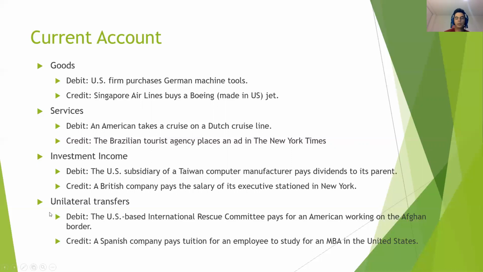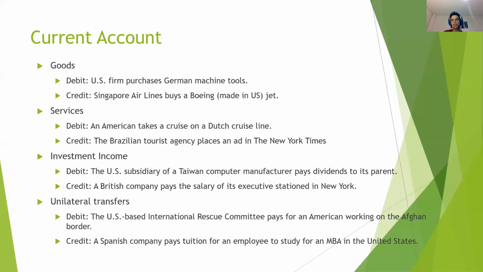I'm going to jump to unilateral transfers. Unilateral transfers, as I said, the best example are remesas. So when a Mexican worker living in the US sends money back to their families here in Mexico, that will be part of the current account in the unilateral transfer sub-account. And for Mexico, it will be credit because Mexico receives the money, and for the US, it will be debit because they lose that money. It leaves the country.